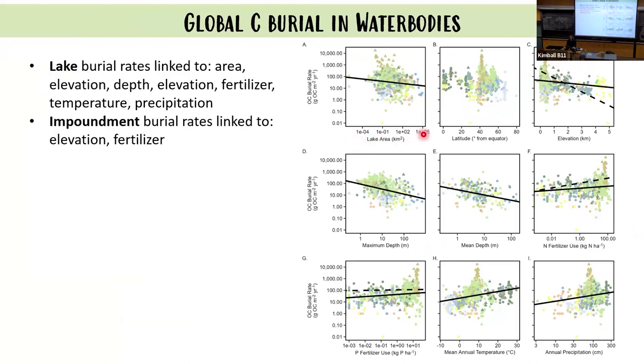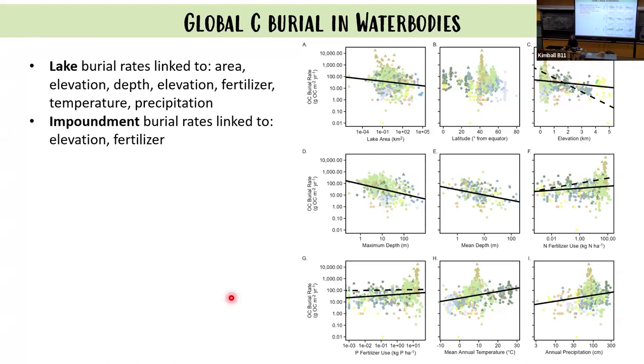We have lake area, latitude, elevation, maximum depth and mean depth, fertilizer use in terms of nitrogen and phosphorus in the region where that lake or that pond or that reservoir is, mean annual temperature and annual precipitation also for those regions. So it's not necessarily what the lake experiences right at a local level, but it's these global models and projections of what's happening in those regions. And so we found that the lake burial rates increase if you're a small shallow system. So the small shallow systems that are big methane emitters are also big stores of carbon.